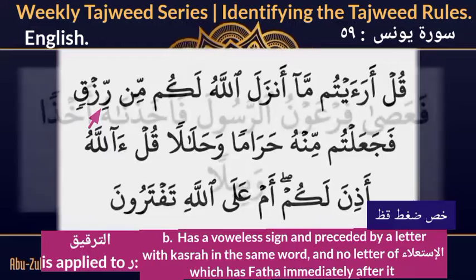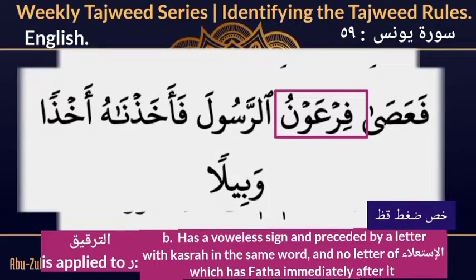For example, we have fir'aun, right? So immediately after the letter ra, there is no kha, sad, dad, ta, dha, ghain, or qaf. Do you understand? If there is the presence of a letter of isti'la, it is a different case.